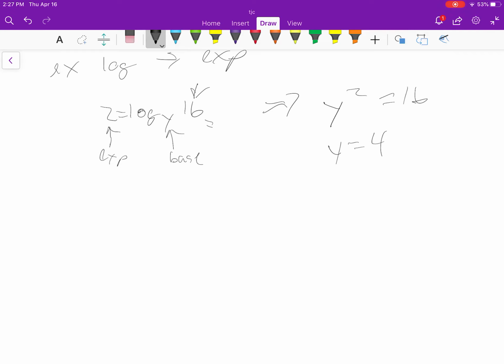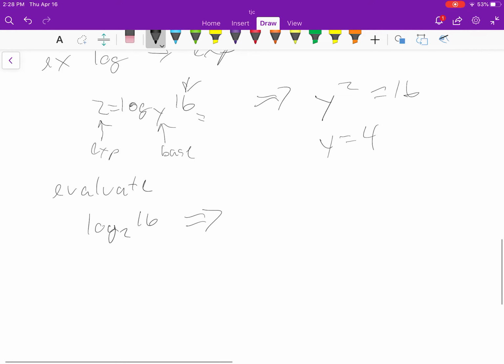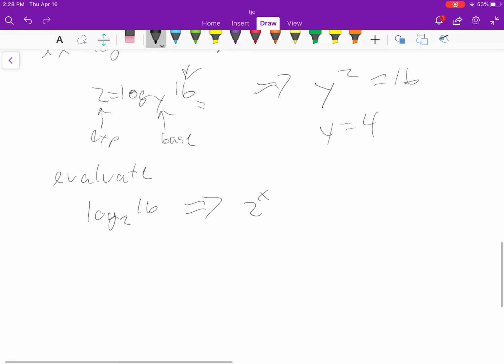Okay, so let's look at evaluating some of these logarithms. Say they want you to evaluate log base 2 of 16. What you're really being asked to solve is 2 to the x equals 16. What is the value of x that makes this true? 2 to what power equals 16? Well, that would be 4. So log base 2 of 16 equals 4, because 2 to the 4 equals 16.